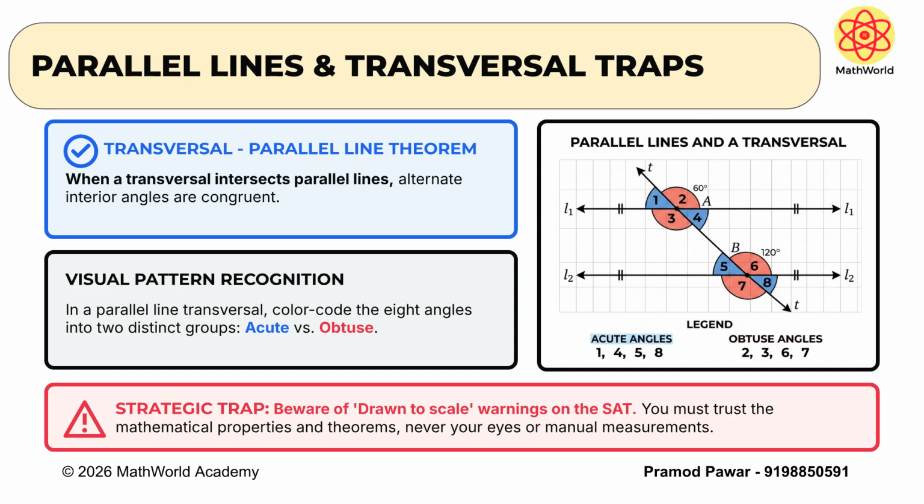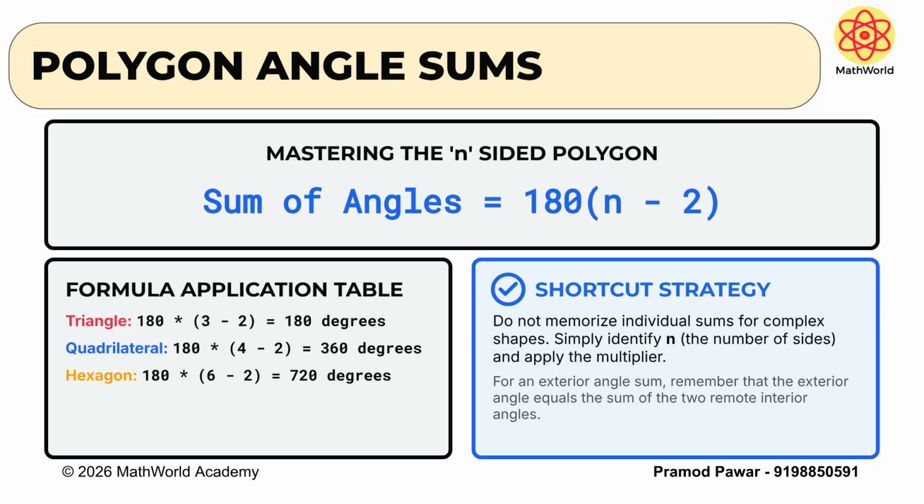The SAT trap. The biggest trap here is the drawn-to-scale illusion. The SAT will purposely draw an angle that looks like 90 degrees when it's actually 85 degrees. In general, SAT diagrams are never drawn to scale. Moving on to polygons, you only need one master formula. The sum of all angles is 180 degrees times (n minus 2), where n is the number of sides.